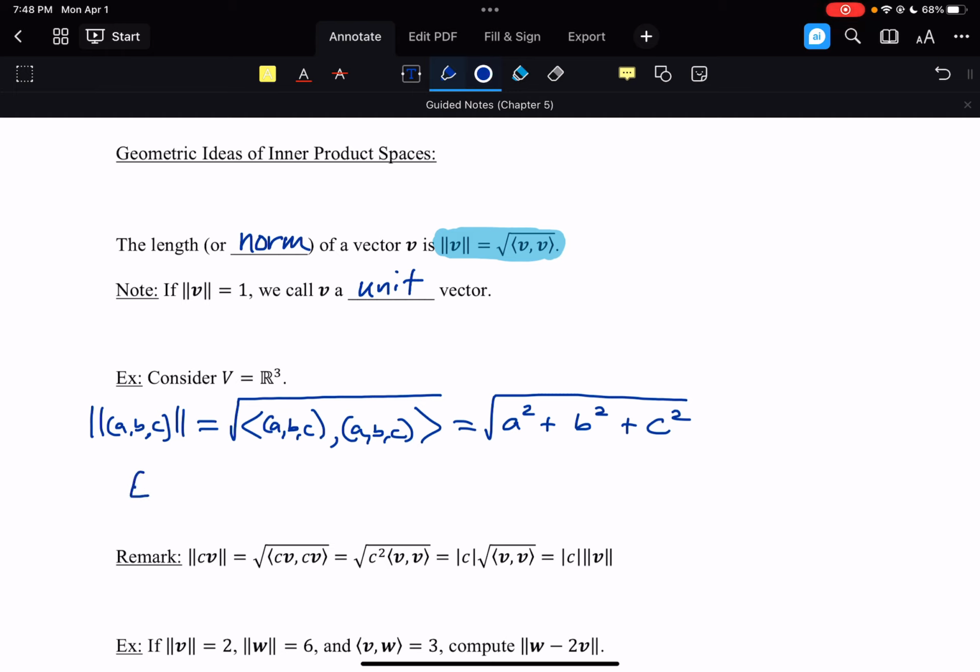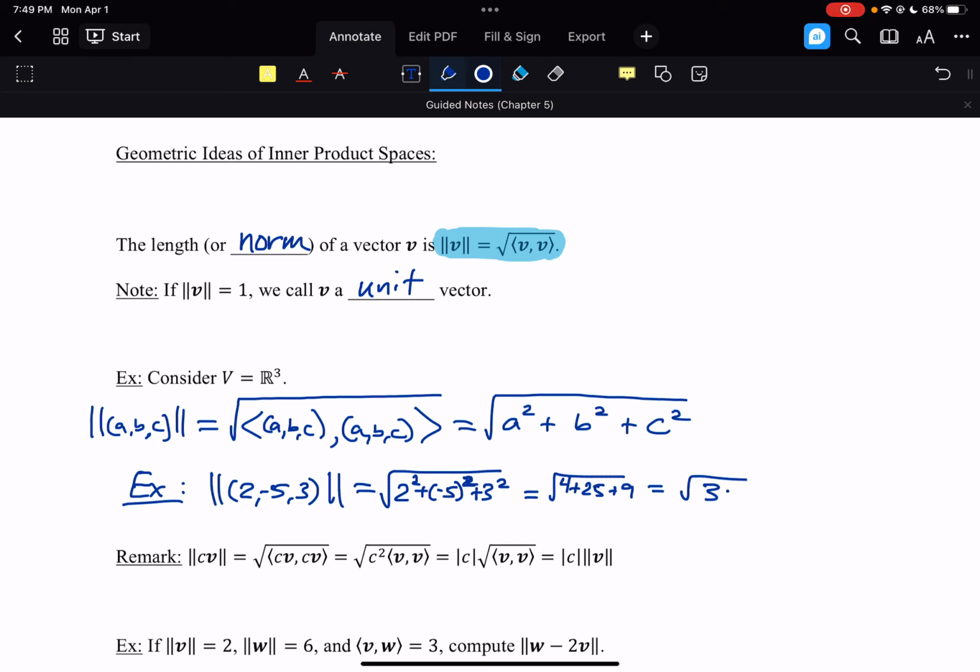Okay, so for example, if we wanted to find the length of the vector (2, -5, 3), we would take the square root of 2 squared plus (-5) squared plus 3 squared. We would get the square root of 4 plus 25 plus 9. So we would get radical 38 as the length of this vector.